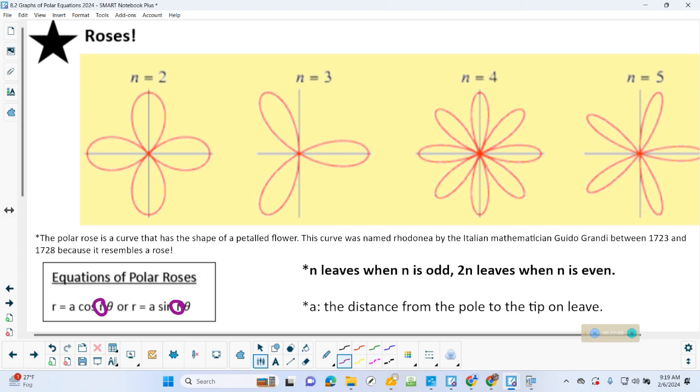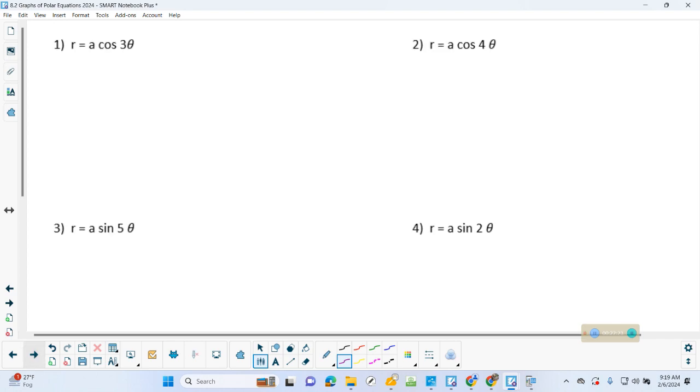A, the lead coefficient, kind of like the circle. Remember on the circle, A was the diameter. A is going to tell you how long the leaves are. So if your coefficient's like 5, each leaf is 5 units long. So that's how we're going to draw these. Okay, so just to give you some general information here, we're going to draw some separate ones in a minute. Let's talk about the cosine first.